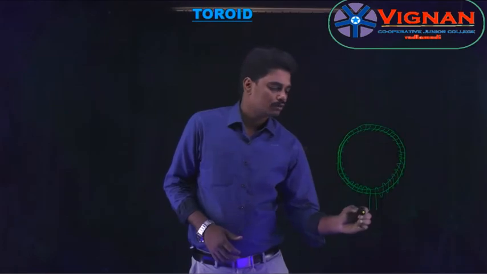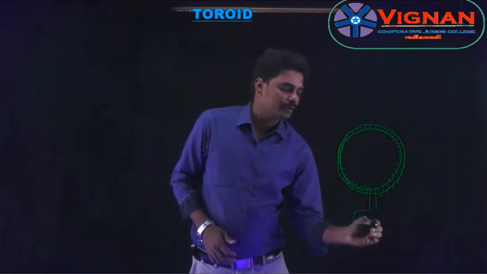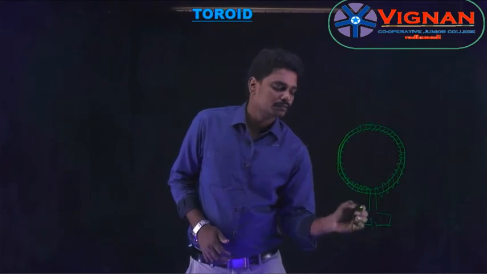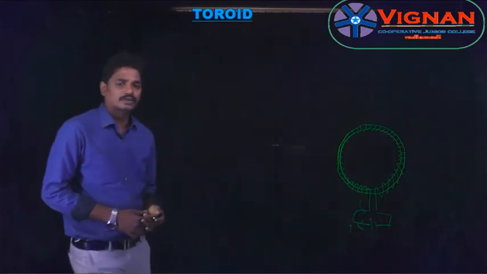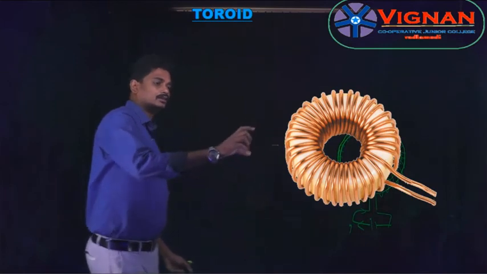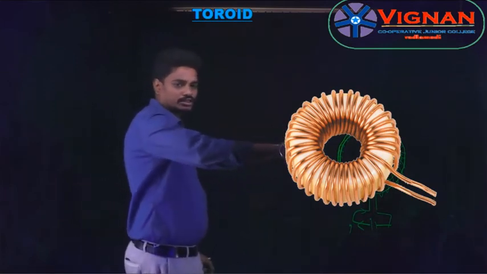Wire is wound like this. So this is called a toroid. When it is connected to a battery, current flows into the coil of the toroid and a magnetic field is generated. You can physically see the toroid. It just looks like this.